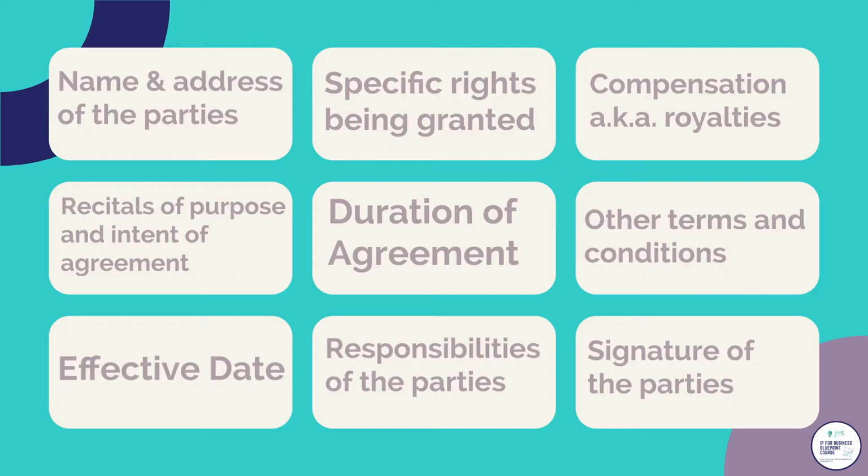Those elements are the name and address of the parties, a recital of the purpose and intent of creating the agreement, the effective date of the agreement, the specific rights being granted, the duration of the agreement, the responsibilities of the parties with respect to the agreement, compensation and/or payment for the use of the copyright, which is also known as royalties, and then other terms and conditions like governing law, the state in which it's going to apply if there's a dispute resolution. You want to know if we're going to go to arbitration or go to trial first, and it just kind of gives us an idea of what's going to happen if there is an issue with the agreement. Also, you need the signatures of all the parties who are making this agreement.